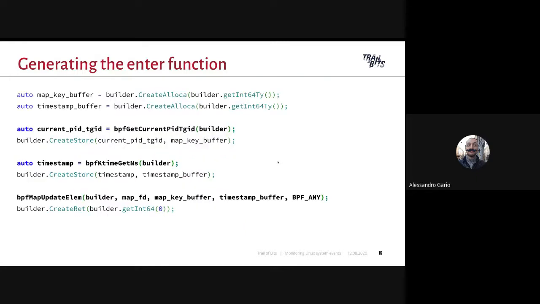The enter function is rather easy and is only made of 3 main operations. The first one is to generate a suitable key for our map. We need something that the exit function can easily recreate to access the same element in the map. The process and thread IDs are usually a good option for this. The next operation acquires the current timestamp and will tell the exit program when this system call has started. Before we terminate the program, we store this value in the map.